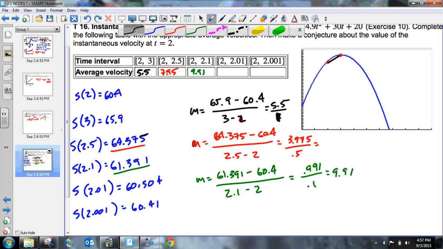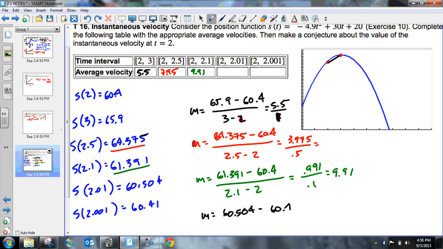Let me go back to black. So my slope here is 60.504 minus 60.4, divided by 2.01 minus 2, which is 0.01. So 60.504 minus 60.4 gives me 0.104. If I divide that by 0.01, that gives me 10.4. Okay, so that's this one. We're getting about 10.4.